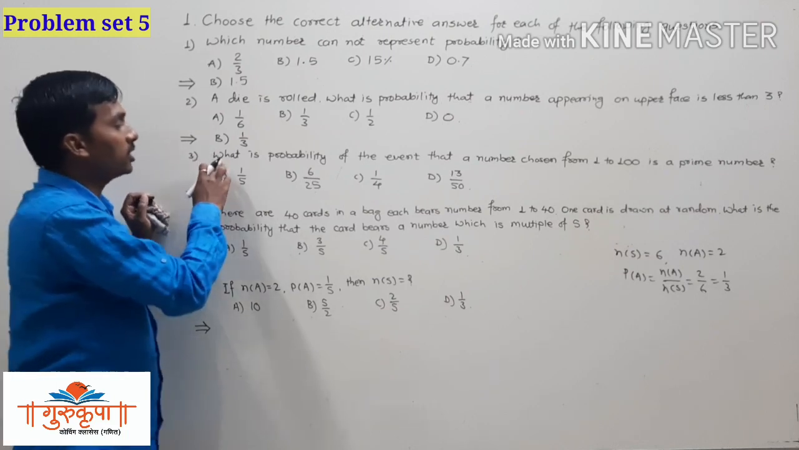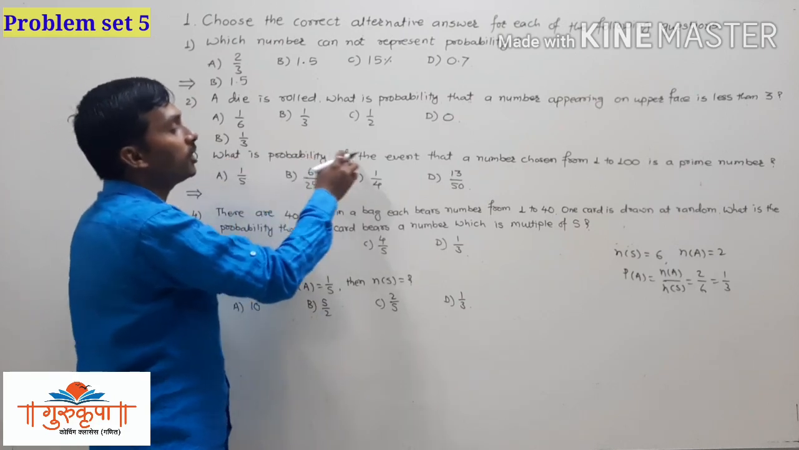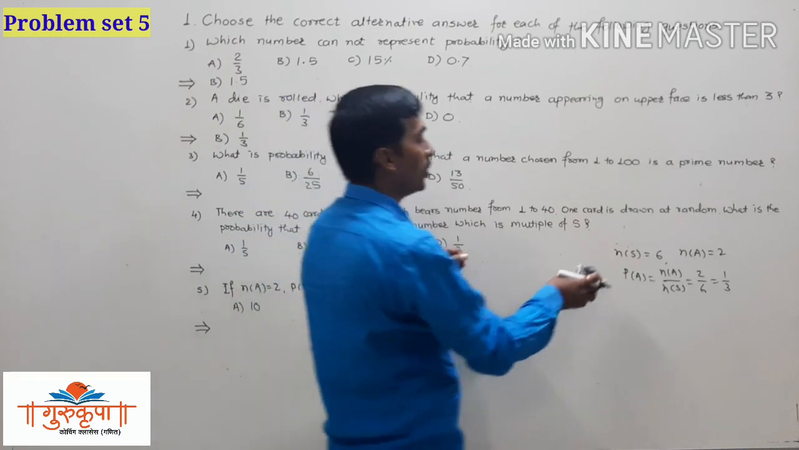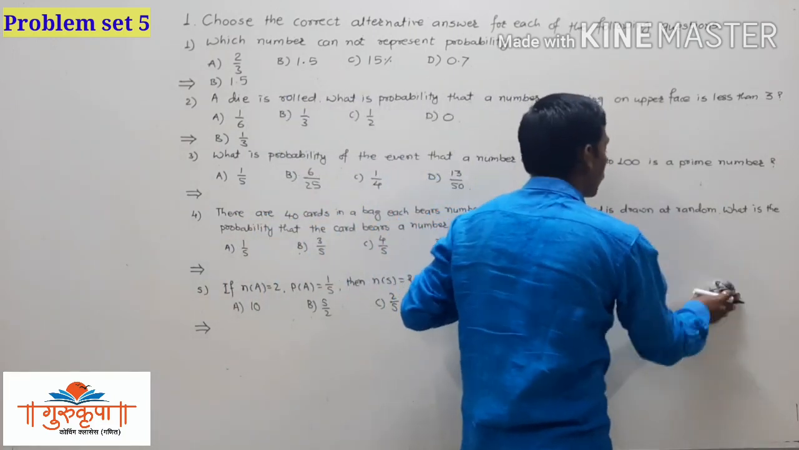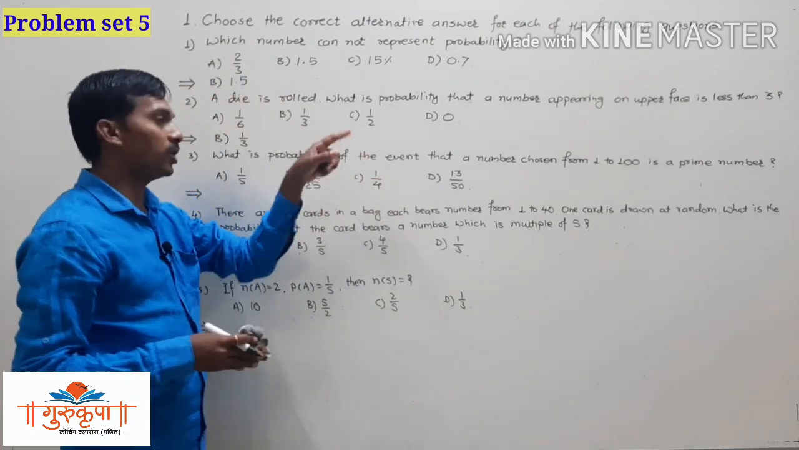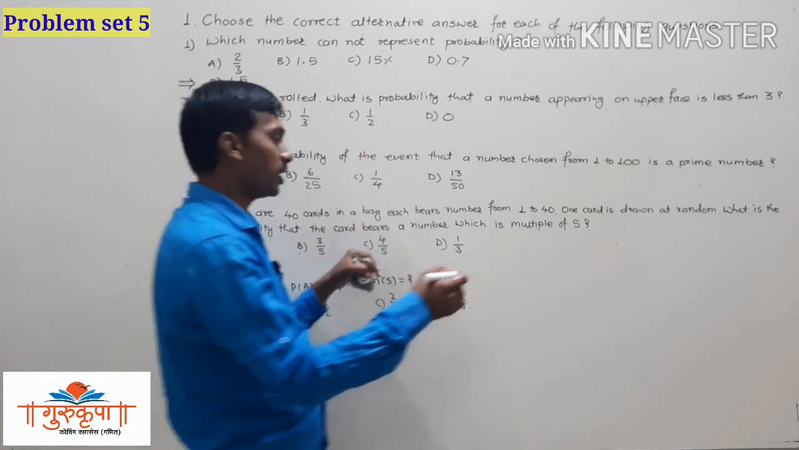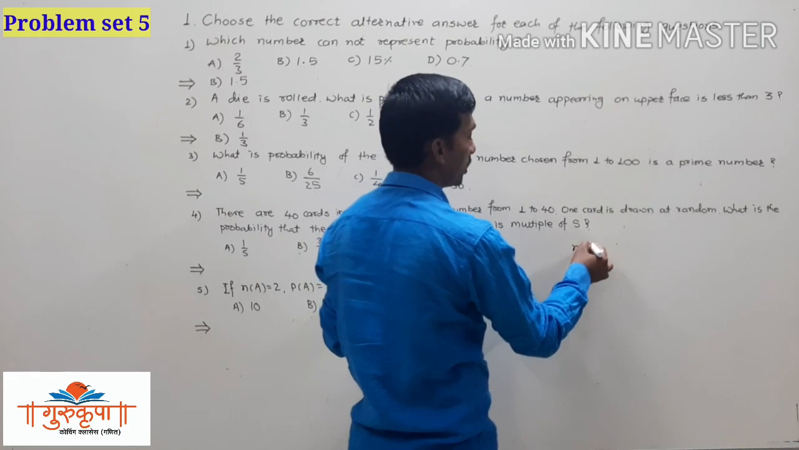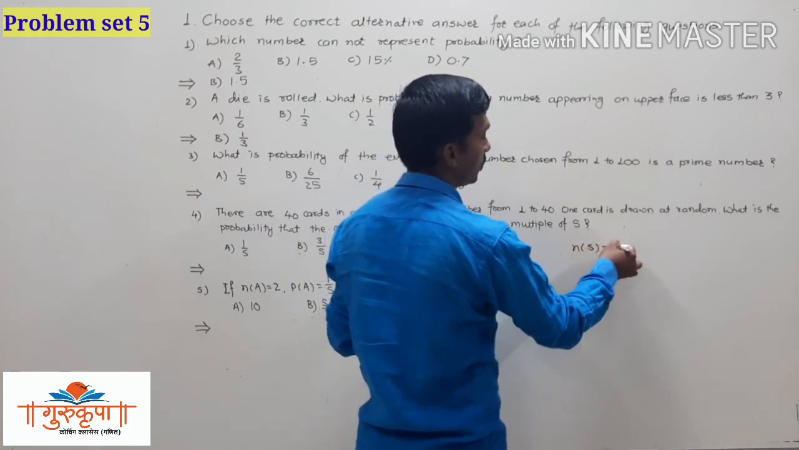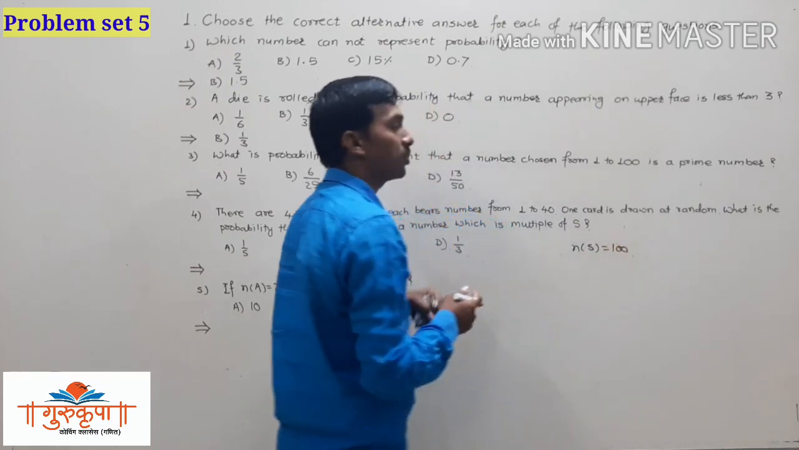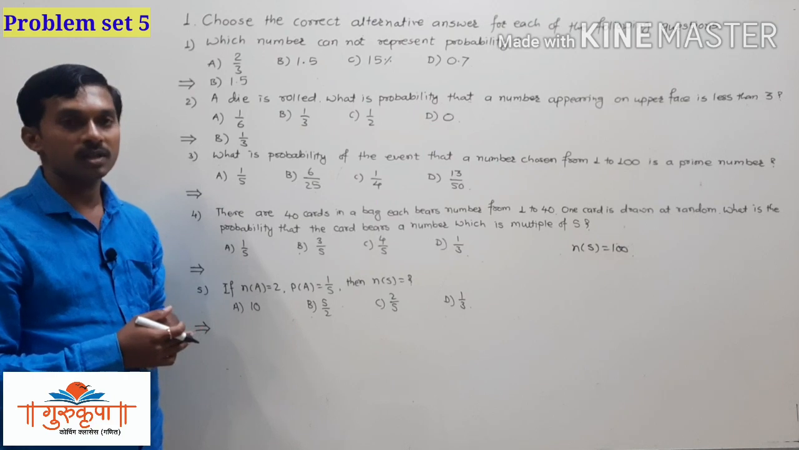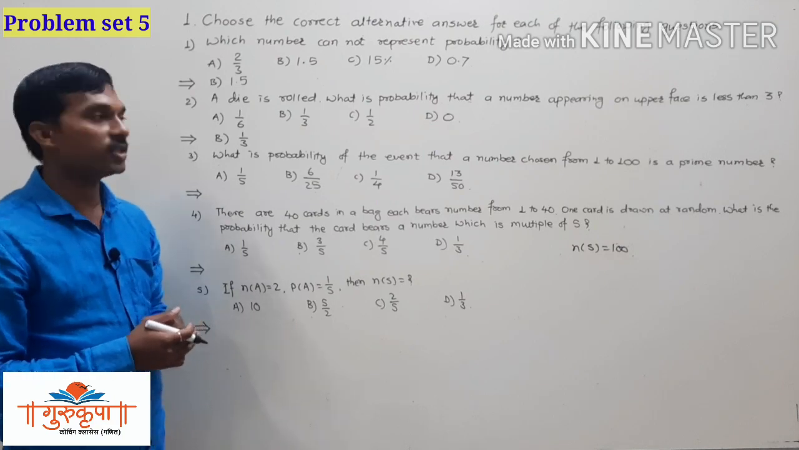Now we have the third example: what is the probability of the event that a number chosen from 1 to 100 is a prime number? We have 100 numbers from 1 to 100, so we can write here number of S is equal to 100. That is the number of sample points, the total of 100 numbers from 1 to 100.